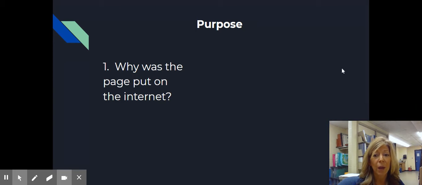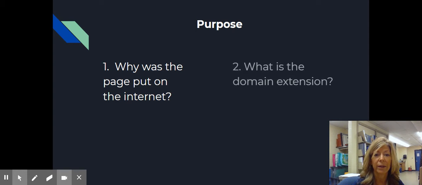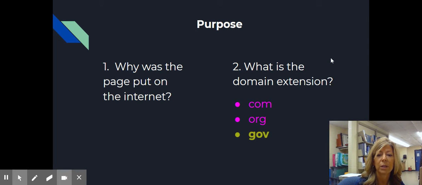Purpose of the article: why was the page put on the internet? And what is the domain extension? There are four that we're going to take a look at: .com, .org, .gov, and .edu. And I highlighted .gov and .edu because those are the most reliable.